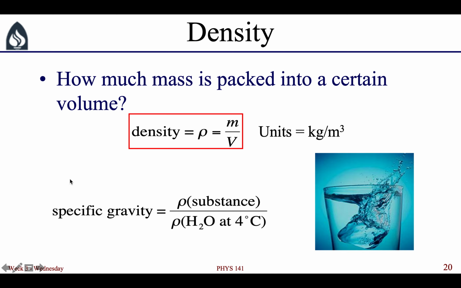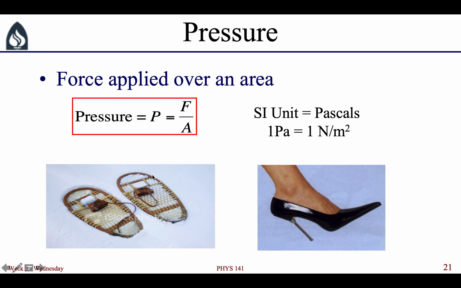Sometimes if you look up densities in a table, instead of density, you'll be told the specific gravity of a substance. The specific gravity is just the density of a substance divided by the density of water at 4 degrees Celsius, which is 1,000 kilograms per cubic meter. So with the specific gravity, you can multiply by the density of water and recover the density of the material.